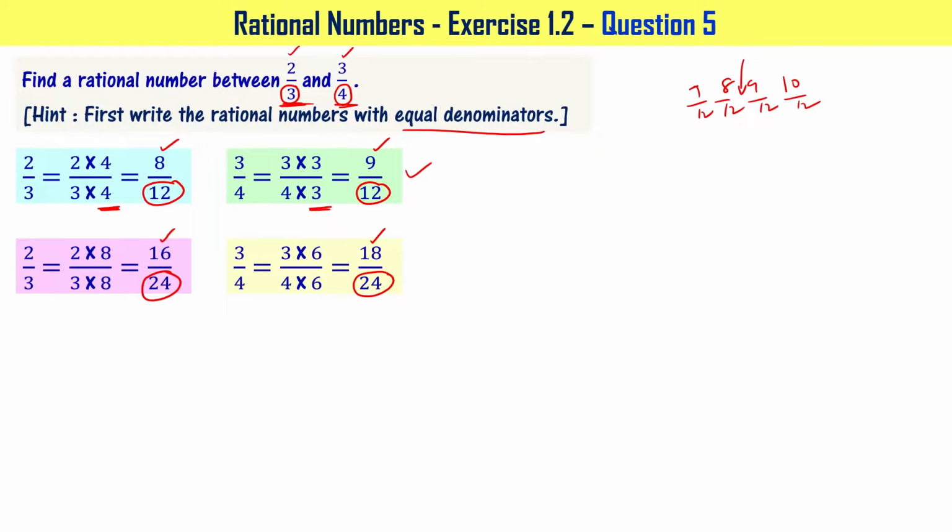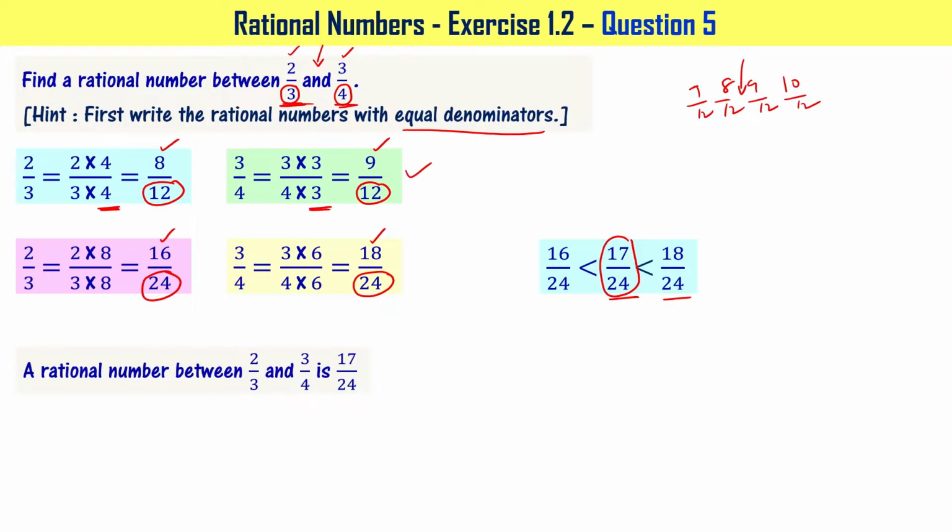So it means that I can write a rational number in between these two numbers. That is 17/24, right? Let's write that. 16/24 is less than 17/24, that is less than 18/24. Look at this. If I write 17/24, that is a rational number between 2/3 and 3/4, right? Let's say that now. A rational number between 2/3 and 3/4 is 17/24. Got it?